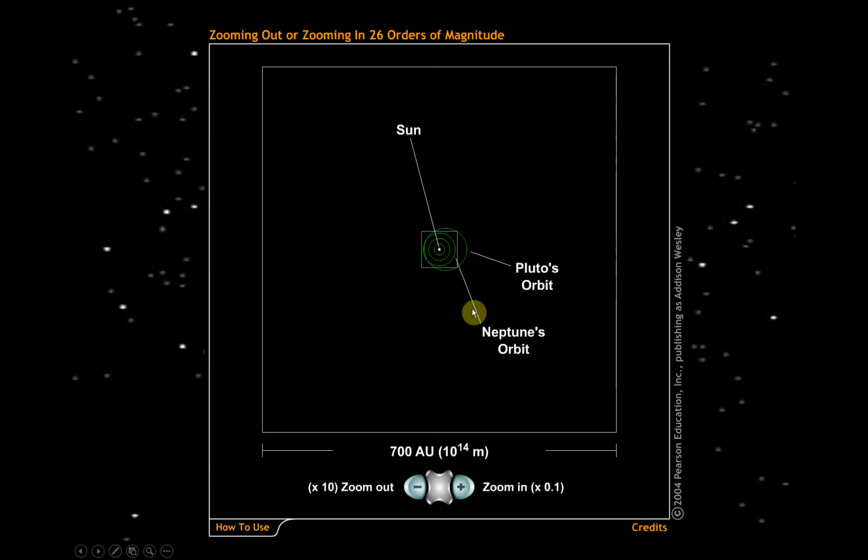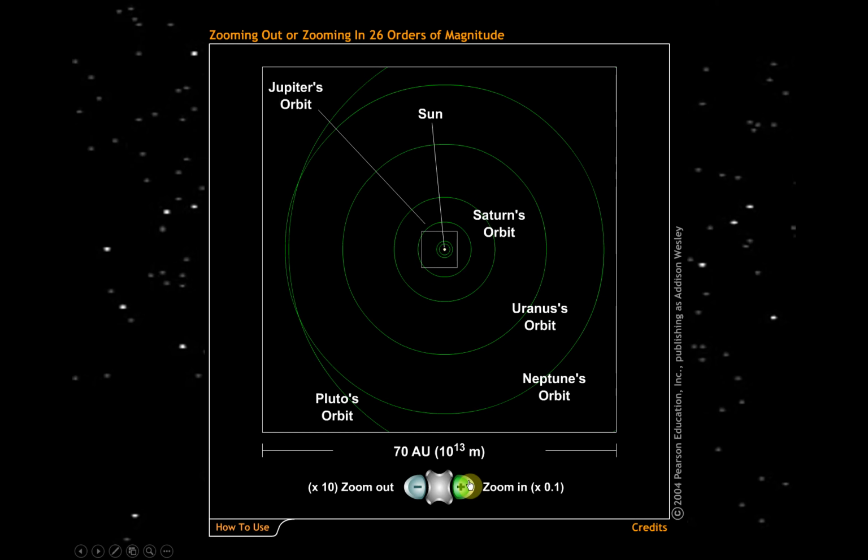Zoom in some more, and we start to resolve the orbits of the planets. If you had a big enough telescope from 700 AU, you could start to see the planets here. Here's the Sun, Pluto's orbit, Neptune's orbit. Very big scales. Now we're essentially entering the solar system on about the tens of astronomical units, 70 AU scale here, 10 to the 13 meters from here to here.